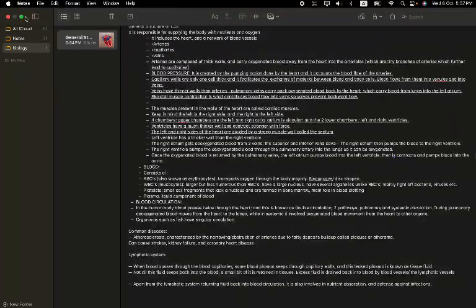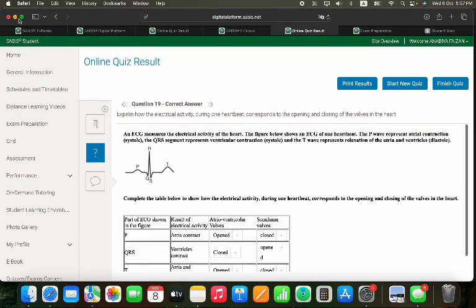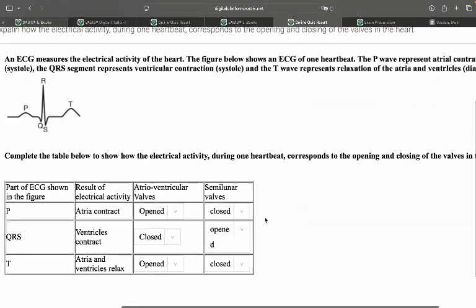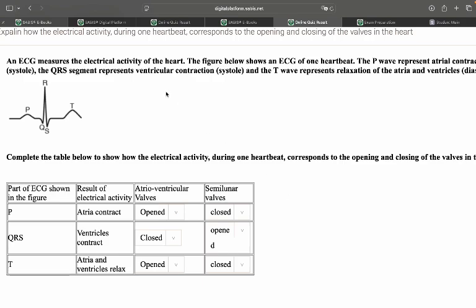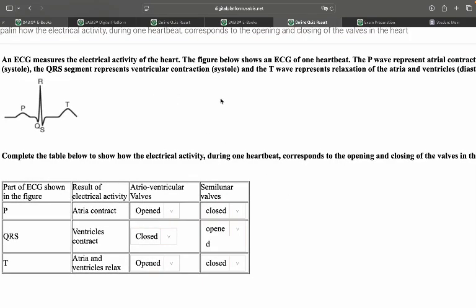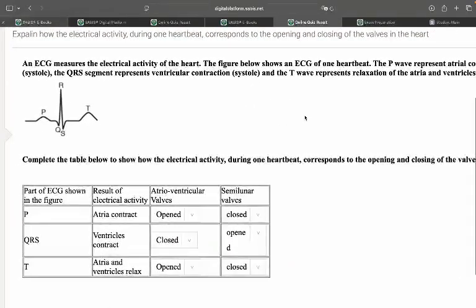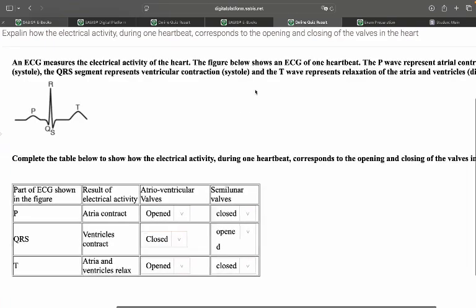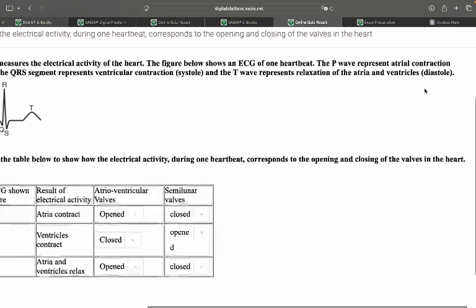And now I'm just gonna go to some questions from the CA. Now this question in general, you need to know this. I'm just gonna read it out quickly. An ECG measures the electrical activity of the heart. The figure below shows an ECG of one heartbeat. The P wave represents atrial contraction, systole. The QRS segment represents ventricular contraction, systole. And the T wave represents relaxation of the atria and ventricles, diastole.